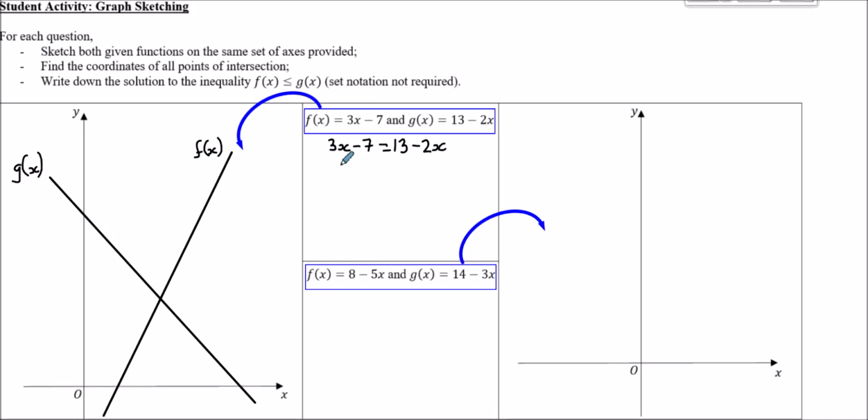So if we add 2x to both sides, on this side we get 5x, and add 7 to both sides, we see 5x equals 20. So therefore we're going to intercept where x is equal to 4, and y is equal to, well, let's have a think. When x is 4, we can just substitute this value into either the equation for f of x or g of x. So let's look at f of x. When x is 4, f of x will be 3 lots of 4, which is 12, minus 7. And 12 minus 7 is 5. So in other words, we're going to intercept where x is 4 and y is equal to 5.